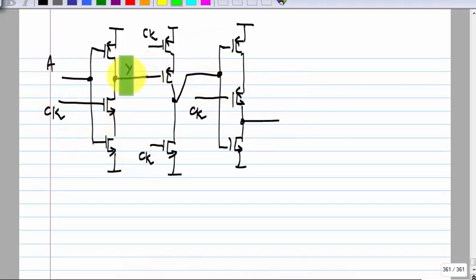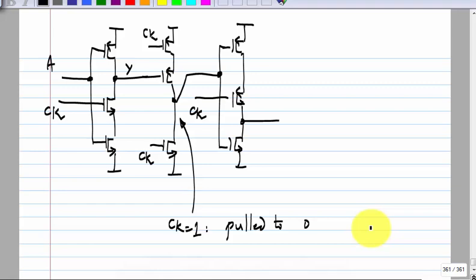When clock is high, A goes to Y. And this node is pulled to 0. And when clock is high, anyway, the last stage doesn't pass the output. Alright? And when clock becomes 0, if this Y was 1, then this was pulled to 0 and this is off and it remains that way. But if Y is 0, then this gets pulled to high and then the output will change state. So with 3 branches, you can get the equivalent of a flip-flop.